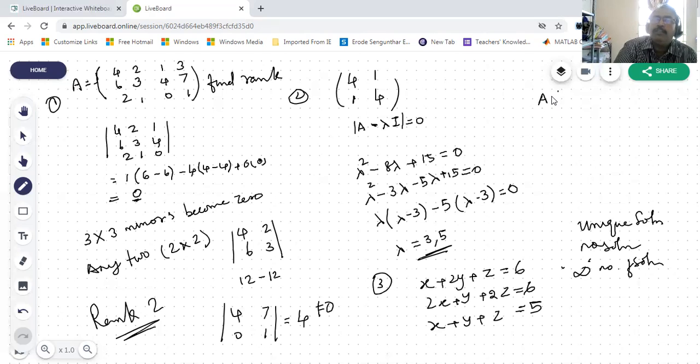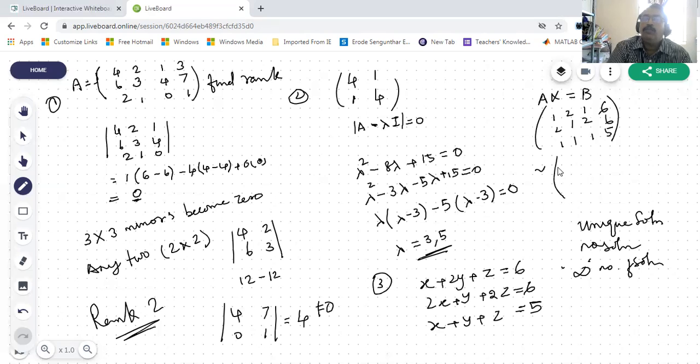You write in the form of Ax equal to B, right? You are not expected to do all these things in the rough work. Roughly you put 1 2 1 6, 2 1 2 6, and 1 1 1 5. You do echelon form. You change the first row to third row. You subtract the first row: 1 minus 1 is 0, 2 minus 1 is 1, 1 minus 1 is 0, 6 minus 5 is 1.